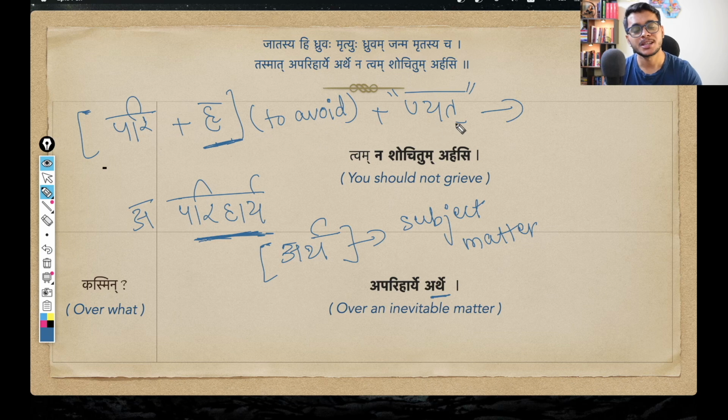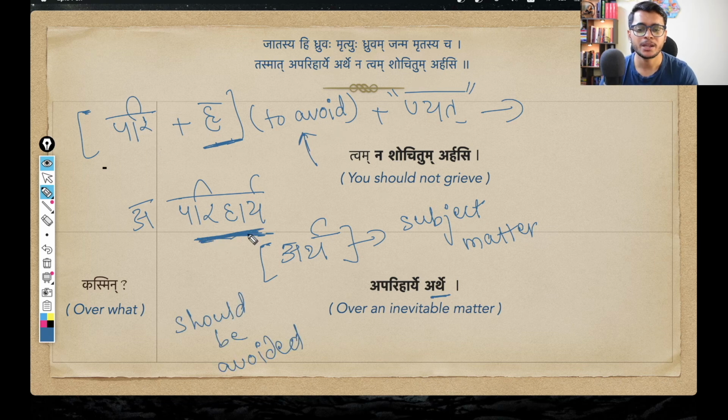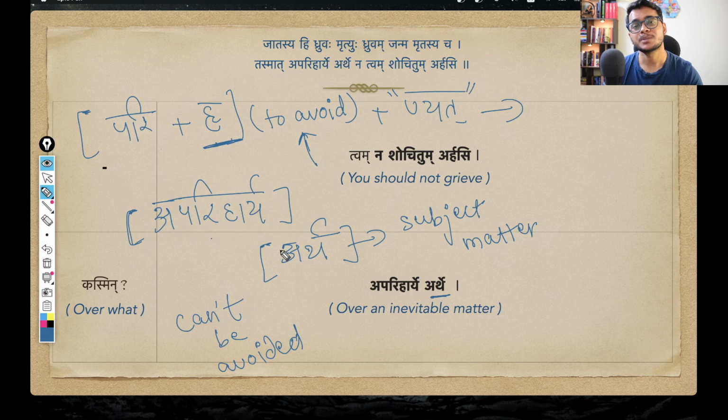And now this Nyat Pratyay, we have seen this before also. This particular suffix is used in the sense that the activity should be done. So this pariharya, this pratipadika signifies that something should be avoided. But then we negate this meaning by adding this a. So apariharya together means something that can't be avoided, or in other words, something that is inevitable. Something that is bound to happen.